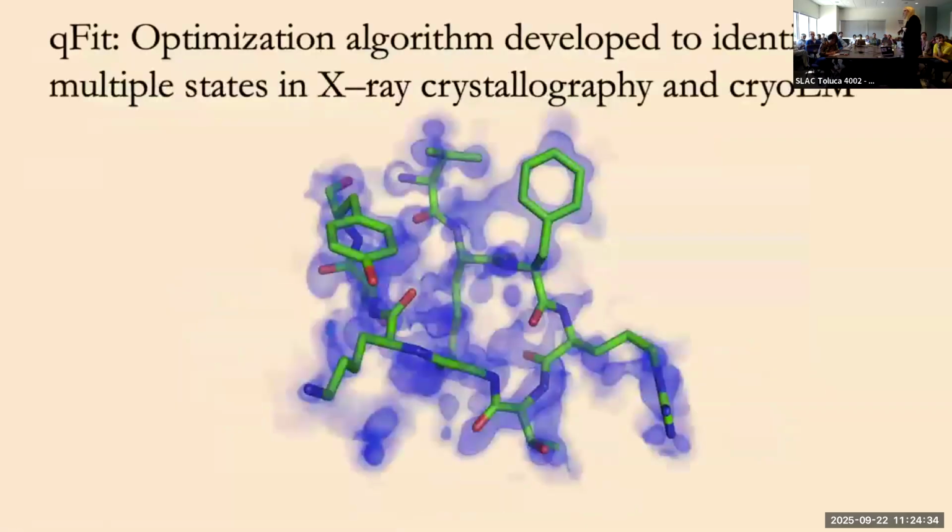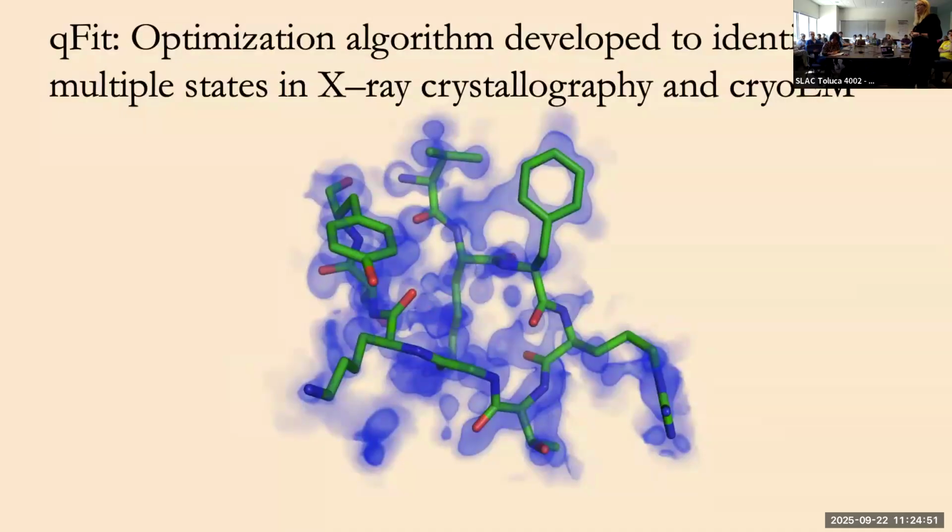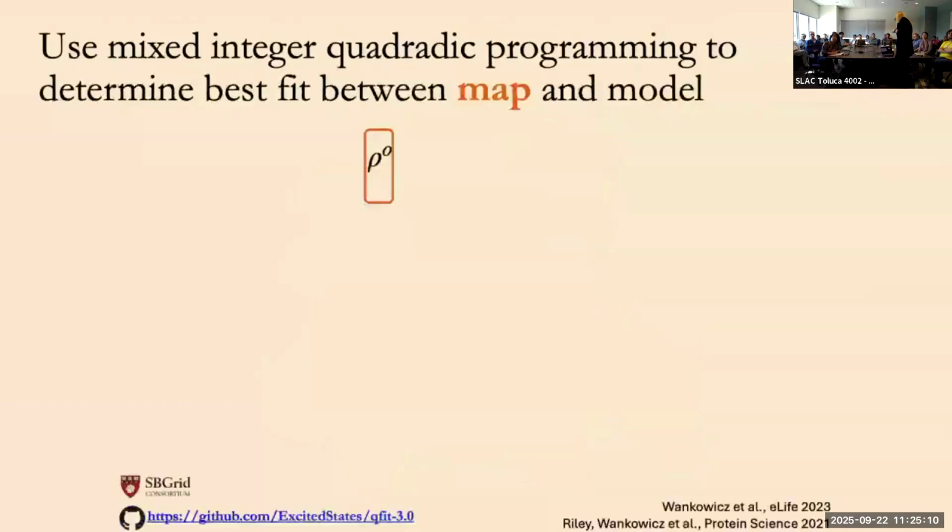And so we've developed qFit, or helped develop qFit. It's an optimization algorithm that identifies these multiple states that exist in cryo-EM and X-ray crystallography. In this data, oftentimes you can get relatively drastic changes of side chains and backbones that are not modeled, mainly because this is done manually, and there are no automated ways to think about this overfitting.